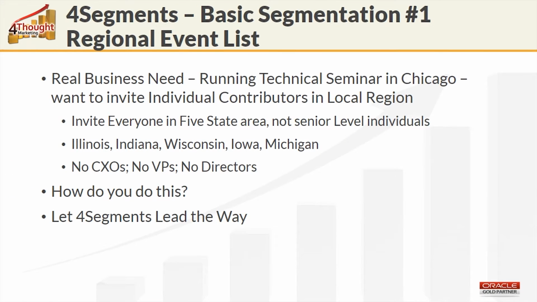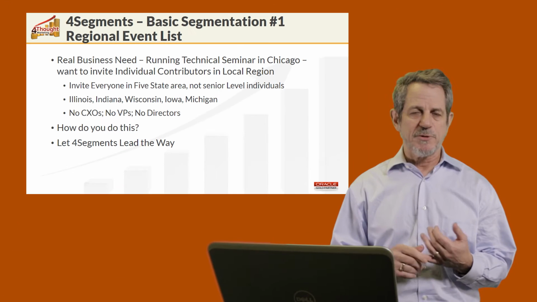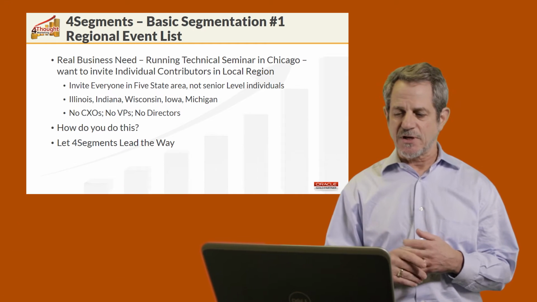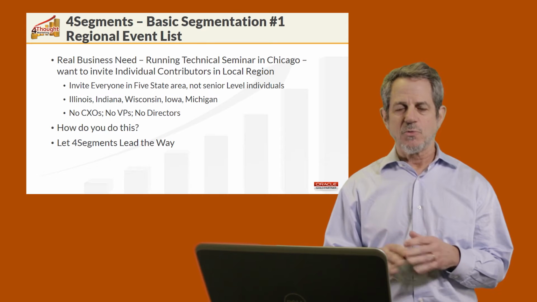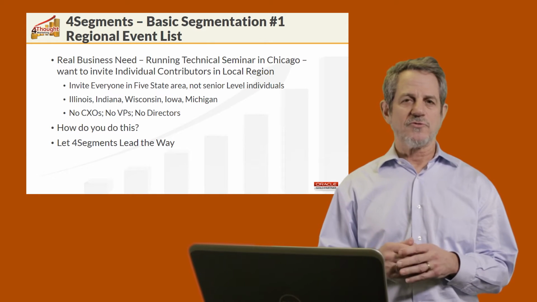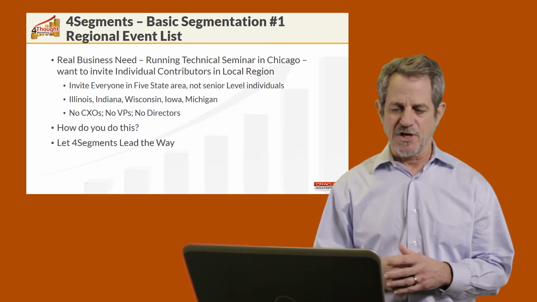So first, the real business need. You're running a technical seminar in Chicago and you want to invite individual contributors in the 5-state upper Midwest area. This includes people in Illinois, Indiana, Wisconsin, Iowa, Michigan, but you don't want to include people who are directors, vice presidents, or CTOs, for example.